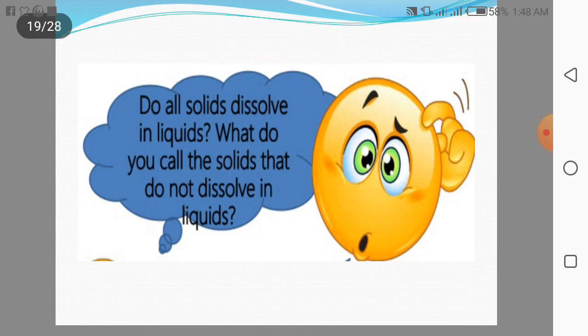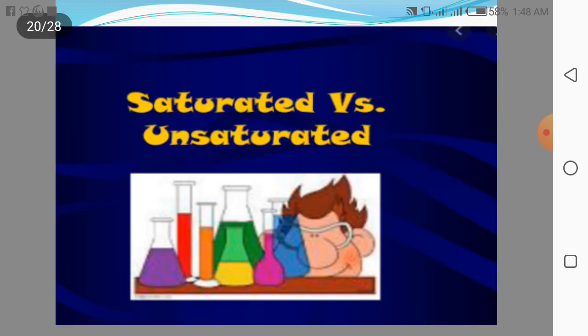Do all solids dissolve in a liquid? What do you call the solids that do not dissolve in a liquid?